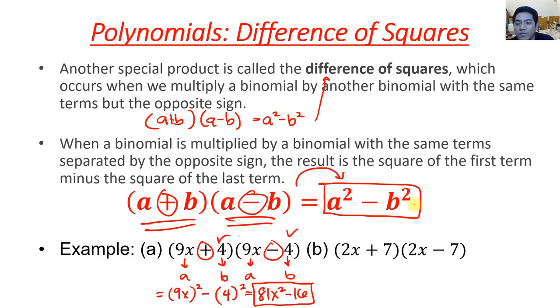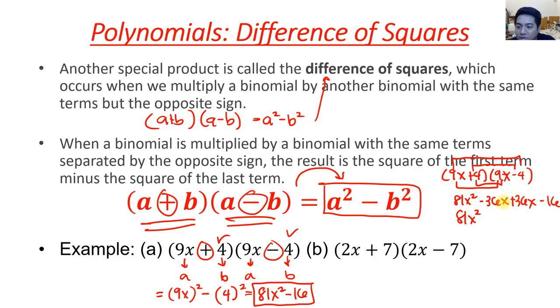Alright, if you don't believe me, let's do that in FOIL. 9x plus 4 times 9x minus 4. You have 9x times 9x, that would be 81x squared. Outer would be negative 36x because 9x times negative 4 is 36. The inner would be 4 times 9x, which is plus 36x. And the last would be positive 4 times negative 4, that's negative 16. So as you can see, 81x squared, negative 36x plus 36x would be simply 0, and we have negative 16 here. So that's the answer, because it is the difference of two squares.